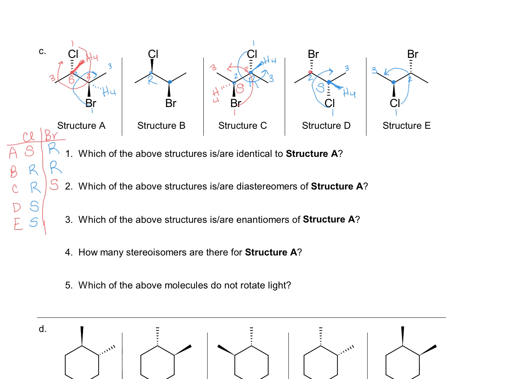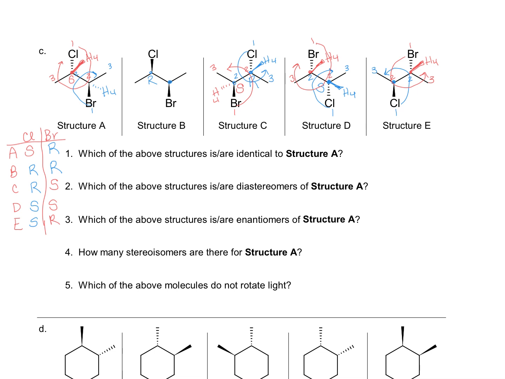This bromine here, 1, 2, 3, hydrogen's in the front. It's 4. 1 to 2 to 3. It looks R, but we had to switch it since the hydrogen's in the front. It's going to be S. And then 1, 2, 3, hydrogen's in the front. It looks like it will be S, but since the hydrogen's in the front, we have to switch it. It's R.